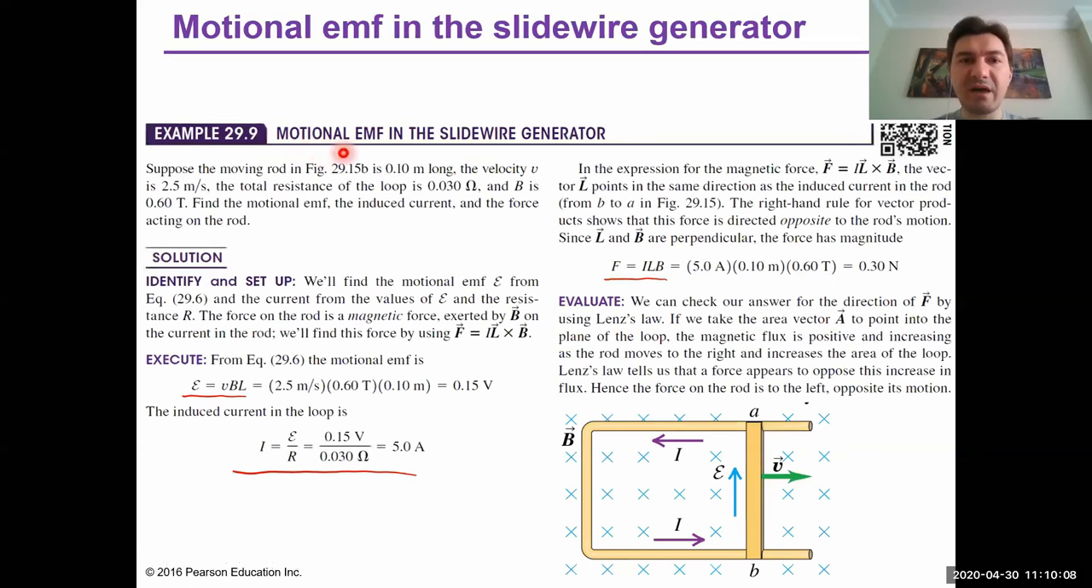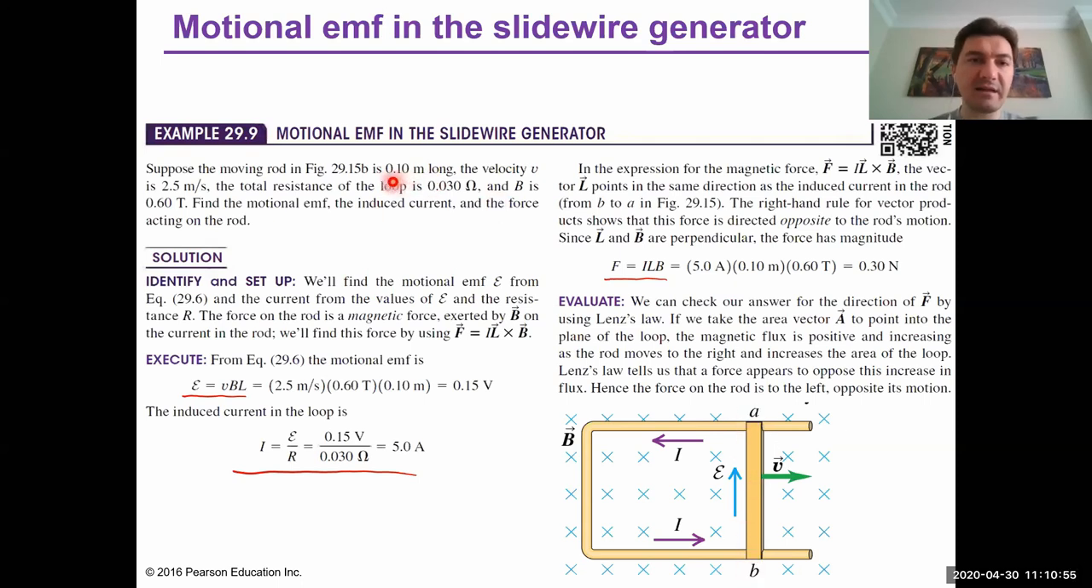Motional EMF in this light wire generator, for which we solved a similar example during the last lecture. Suppose the moving rod in that figure, this is a stationary U-shaped conductor, and this is the moving rod. This U-shaped conductor does not move. It is fixed at a certain position.